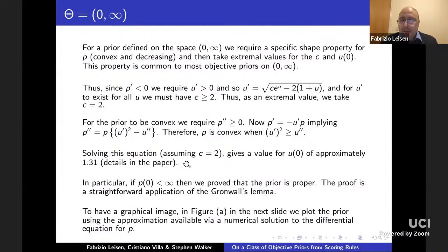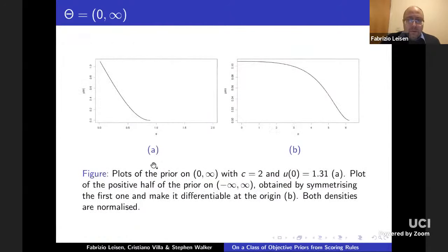Now, a nice result that we have in the paper is that if the prior in 0 is finite, we are able to prove that our prior is proper. The proof is in the paper and is a nice application of Gronwall's lemma. Now, to display this prior, we can look at panel A in this plot.